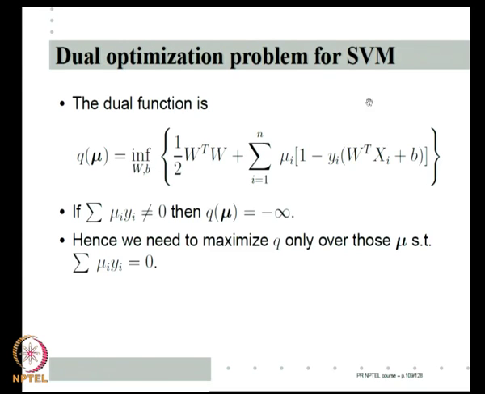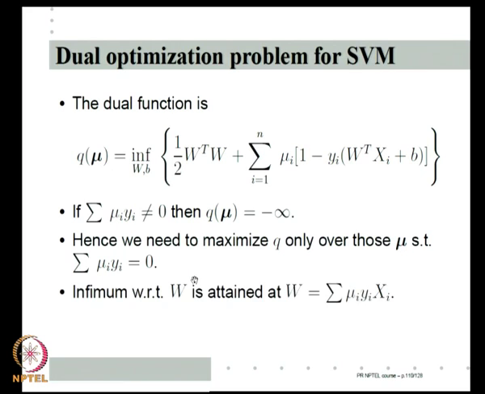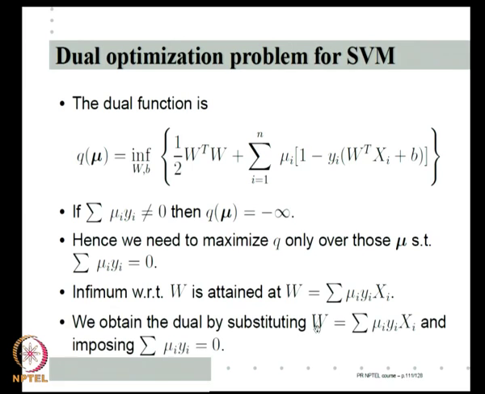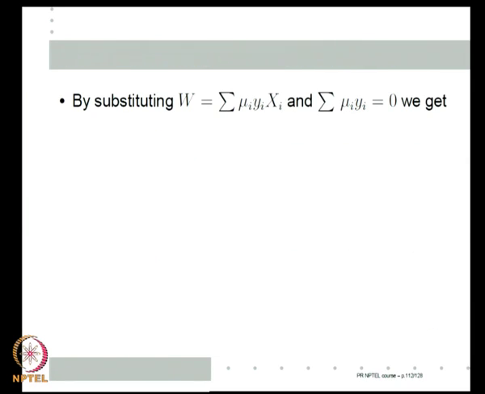Now, how do I get the infimum with respect to w? I want to minimize this with respect to w. So, take the gradient with respect to w and equate to 0, and we already know the solution. The infimum with respect to w is attained by taking w equal to summation mu_i y_i x_i. So, essentially I get my dual function by substituting w equal to summation mu_i y_i x_i and imposing summation mu_i y_i equal to 0. If we did this, we will get the dual of the SVM optimization problem.